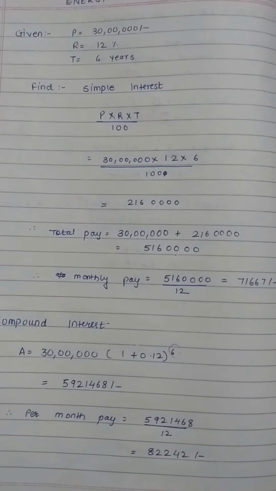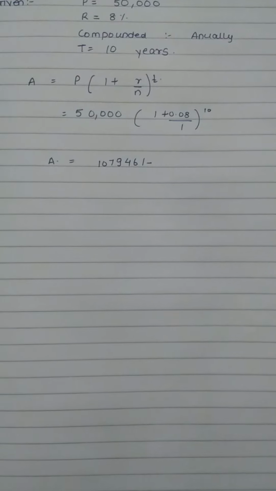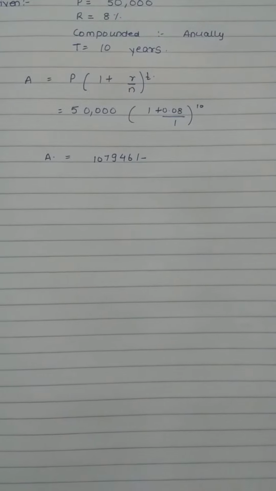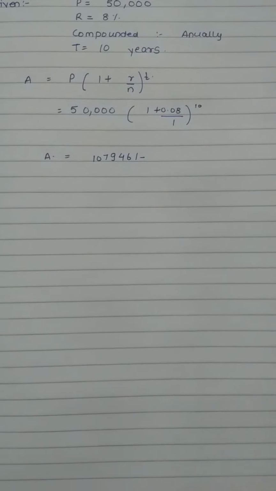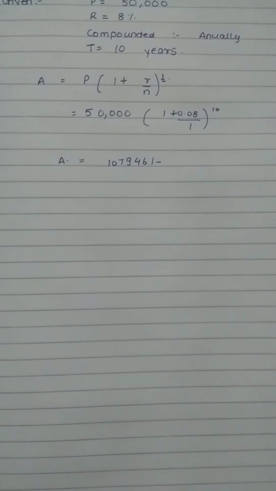So let's see the third numerical of compound interest. In this particular numerical, we have been given the principal amount, the rate, and compounded annually once, as well as the term is for 10 years. Similar problem, a similar numerical and similar formula. 50,000 bracket 1 plus R upon N raised to N times T. N is the number of compounding annually or twice annually, thrice annually in the same manner.